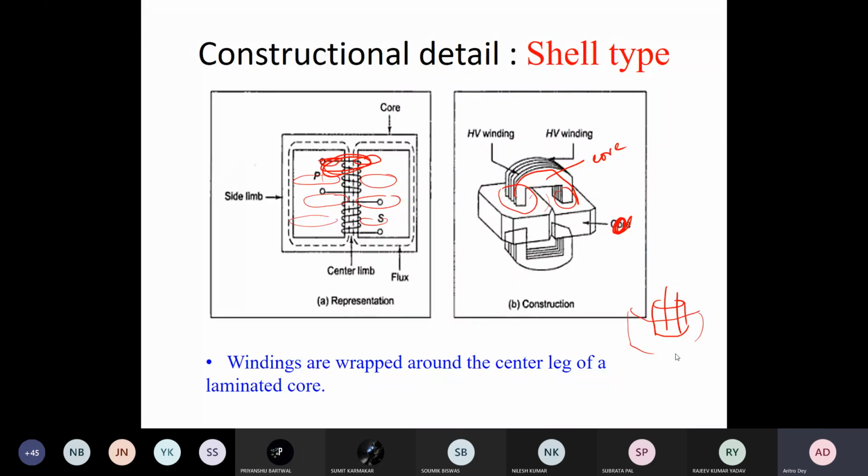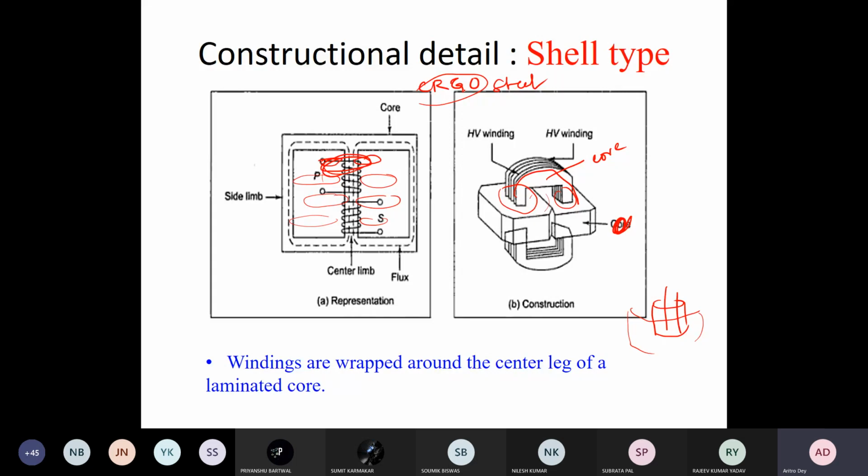This is your core, which is shell type, and there you use lamination of CRGO, cold rolled grain oriented lamination. This is a steel which has particular BH characteristics, which improves the efficiency of the transformer so that the core losses are less. We use a lot of laminations and stack one upon the other so that we can get the desired effective cross-section area. If we do that, then your eddy current losses will be less.